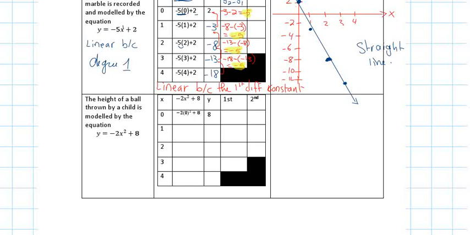So our next example says the following. The height of a ball thrown by a child is modeled by the equation y equals negative 2x squared plus 8. Looking at the equation, what can you tell me about what kind of function it is? So you look at the degree, right? The degree is 2, so this tells me that it's quadratic because it's degree 2. Okay.